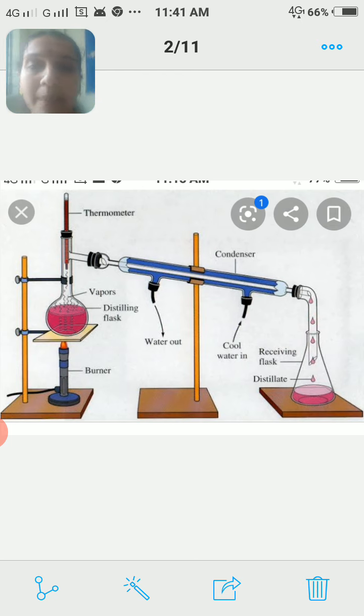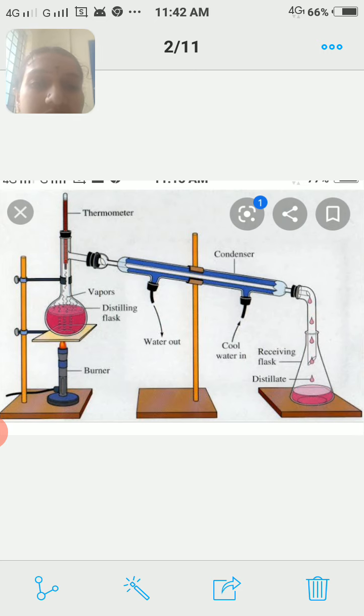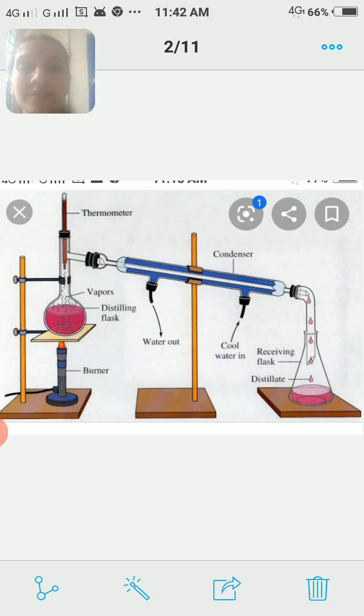So you can observe the apparatus here. We have taken the stand, burner, round bottom flask to which a condenser is fixed, and finally the beaker is introduced to it. So the water which is in the flask I am going to heat on the burner. Can you all observe, children? A thermometer is also fixed to it.